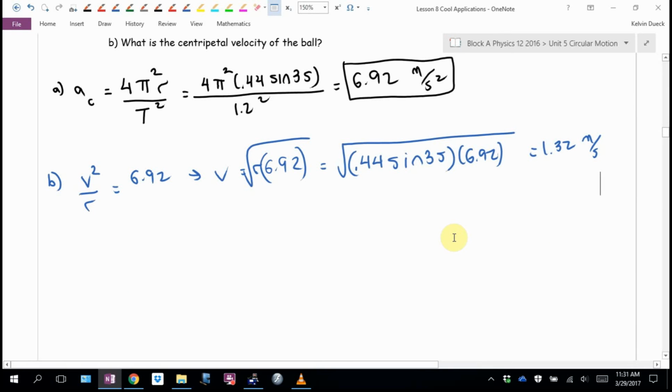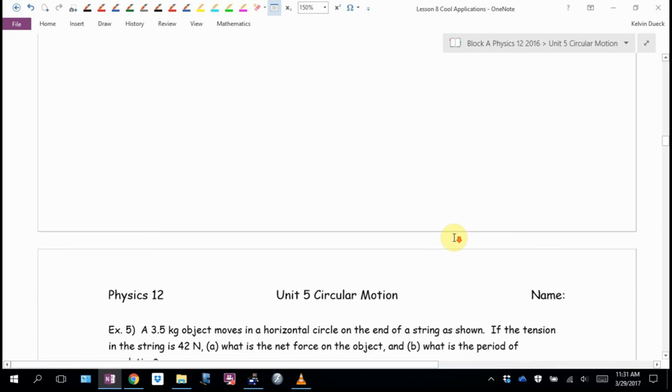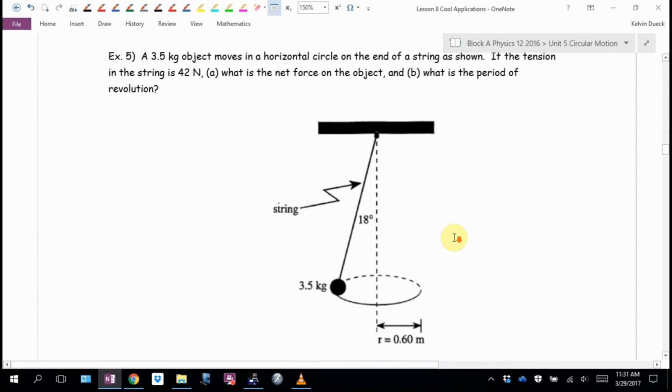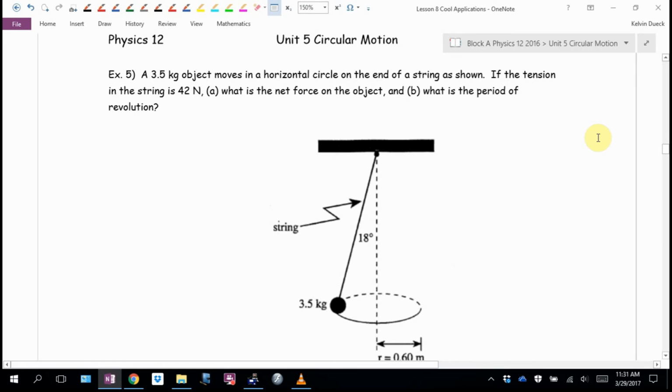What else can we do with these conical pendulums? A 3.5 kilogram object moves in a horizontal circle on the end of a string as shown. If the tension in the string is 42 newtons, A, what's the net force? And B, what's the period? Okay.